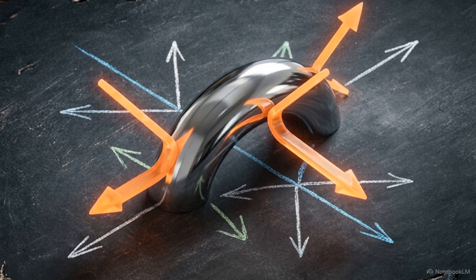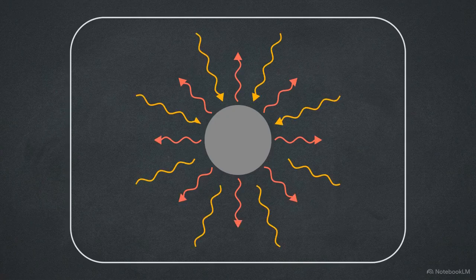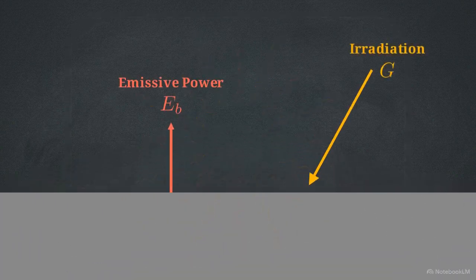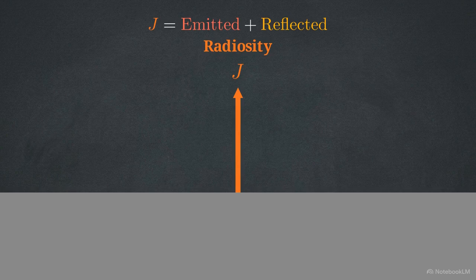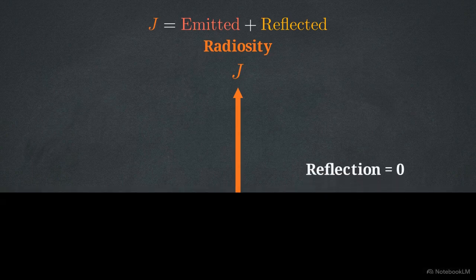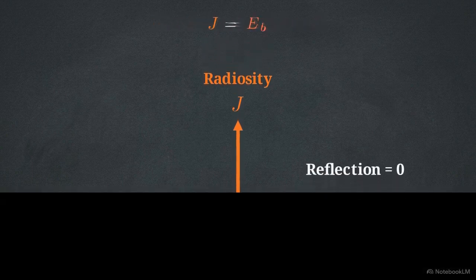Real surfaces reflect heat. Suddenly, the math gets complicated because you have to track both the heat a material emits and the heat it bounces around a room. To solve this, we use a concept called radiosity, represented by J. Radiosity is the total radiation leaving a surface. It combines the surface's internal emissive power with the external incoming heat it reflects, merging them into one unified value. If we map this back to our perfect black body, which has zero reflection, radiosity perfectly equals emissive power.